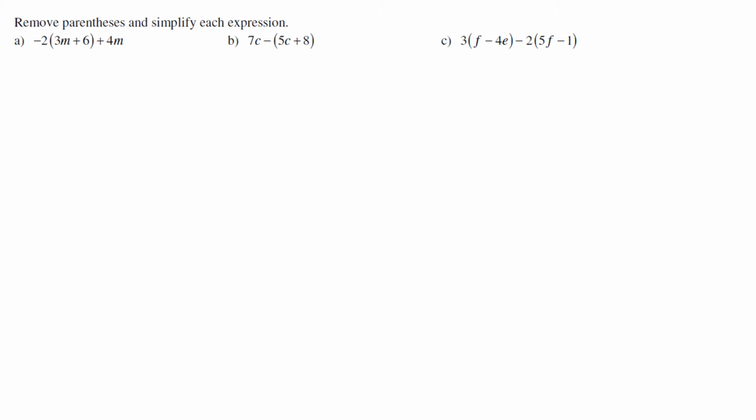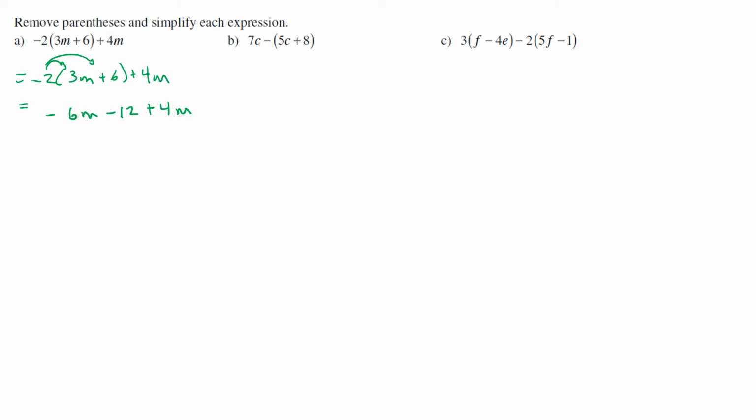Alright, once again here we want to remove our parentheses and simplify the expression. So we'll start by distributing our negative. So I've got negative 2 times (3m plus 6) plus 4m. So if I distribute my negative in, I've got negative 6m, negative 2 times 3m. Negative 2 and 6 is going to be negative 12 plus 4m.